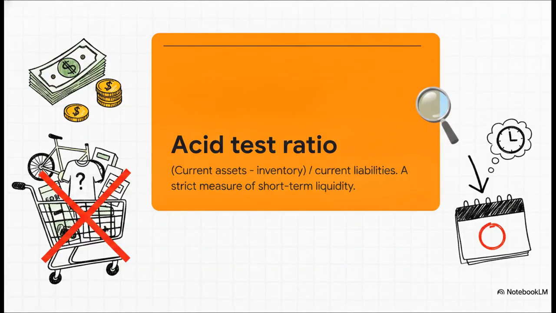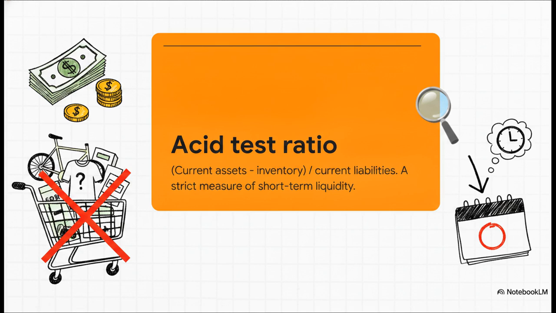To build our chain here, we first have to remember the golden rule of the acid test ratio. It deliberately excludes inventory. Why? Because stock is just not easily converted into immediate cash. It is a highly stringent measure of liquidity. Think about it. You literally can't pay your suppliers with half-finished bicycles or a pile of unsold t-shirts. You need cold, hard cash.